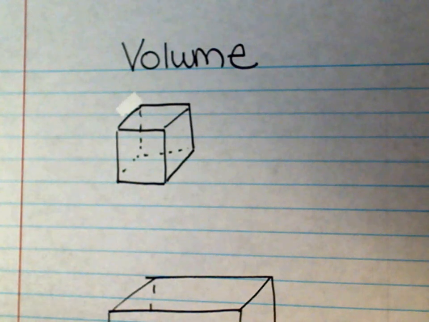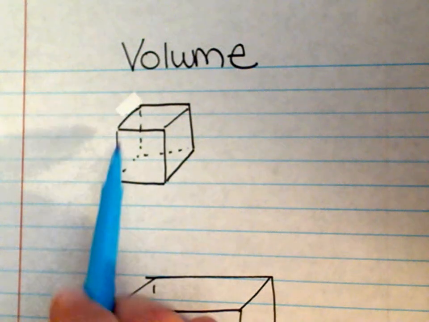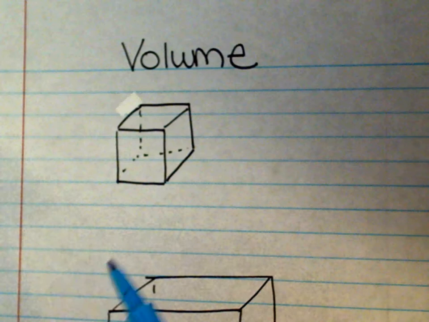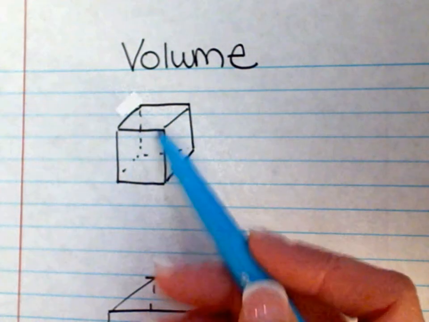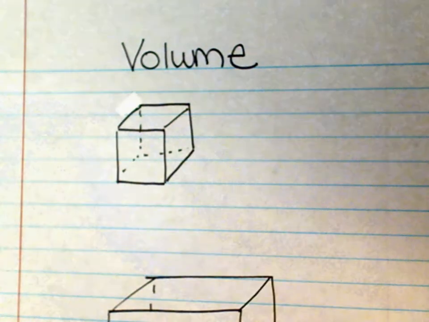The interesting thing about a cube, or what's different, is that all the sides are the same, because this cube is really 6 squares put together. So if you think of this like a tissue box, the volume is going to find out how much room is inside of the tissue box.